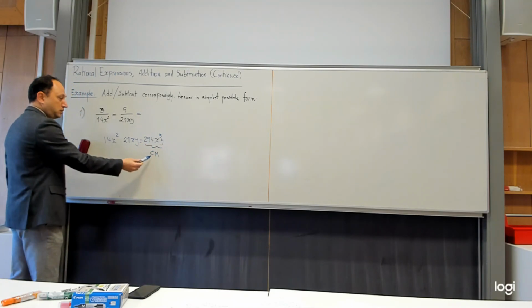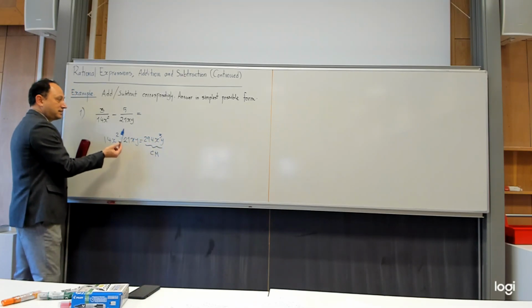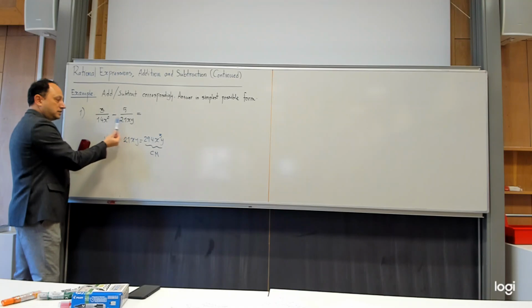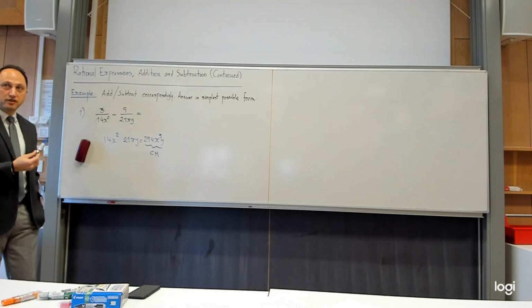By the way, what is the meaning of common multiple? It means that it is an expression that is simultaneously divisible by these two expressions. That's called the common multiple. Don't get confused by common divisor.